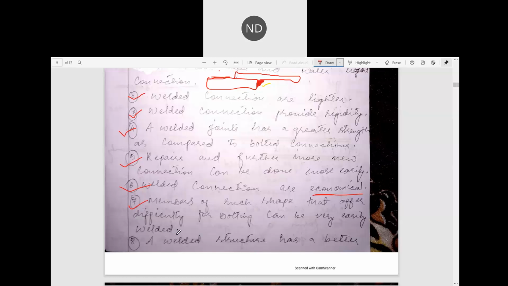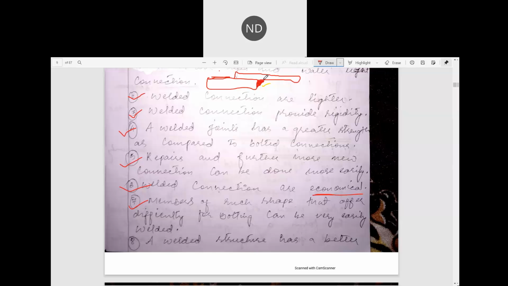Then we have that members of such shape that offer difficulty for bolting can be very easily welded. Now, in some bolted connections, your connection may be very critical. I'm just showing you simple plate connections. Suppose you have to join some gusset plate and the I section, or very huge members. You can see them in bridges, in the Burj Khalifa, and so on. They are made up of steel structures. The twin tower is also a large steel structure.